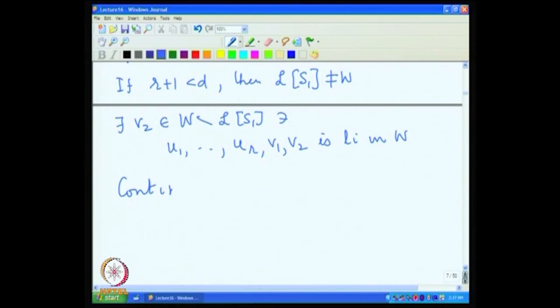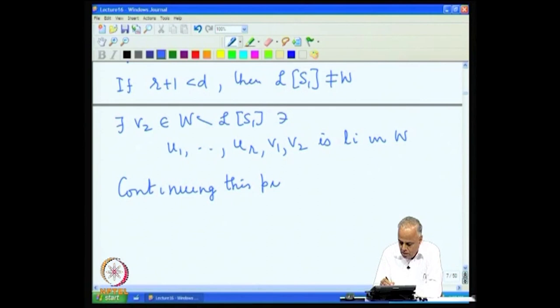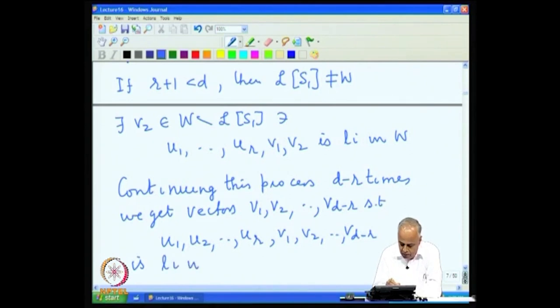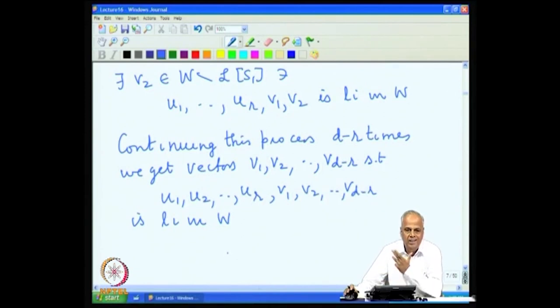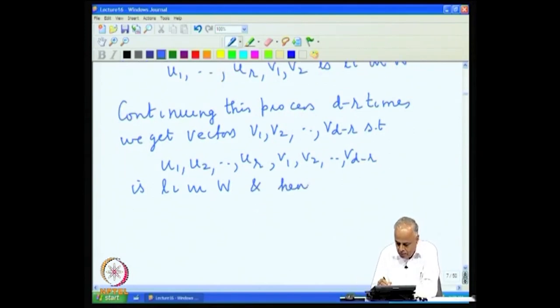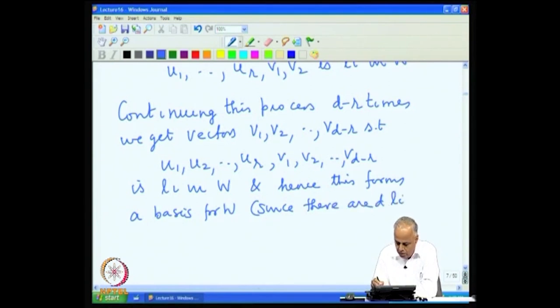So, continuing this process d minus r times, we get vectors v 1, v 2, v d minus r such that u 1, u 2, u r, v 1, v 2, v d minus r is linearly independent in W. But now, there are d vectors, there are r of them in the u's and the d minus r in the v's, they add up to totally d vectors. And the moment you have d linearly independent vectors, you already got a basis. And hence, this forms a basis for W since there are d linearly independent vectors.